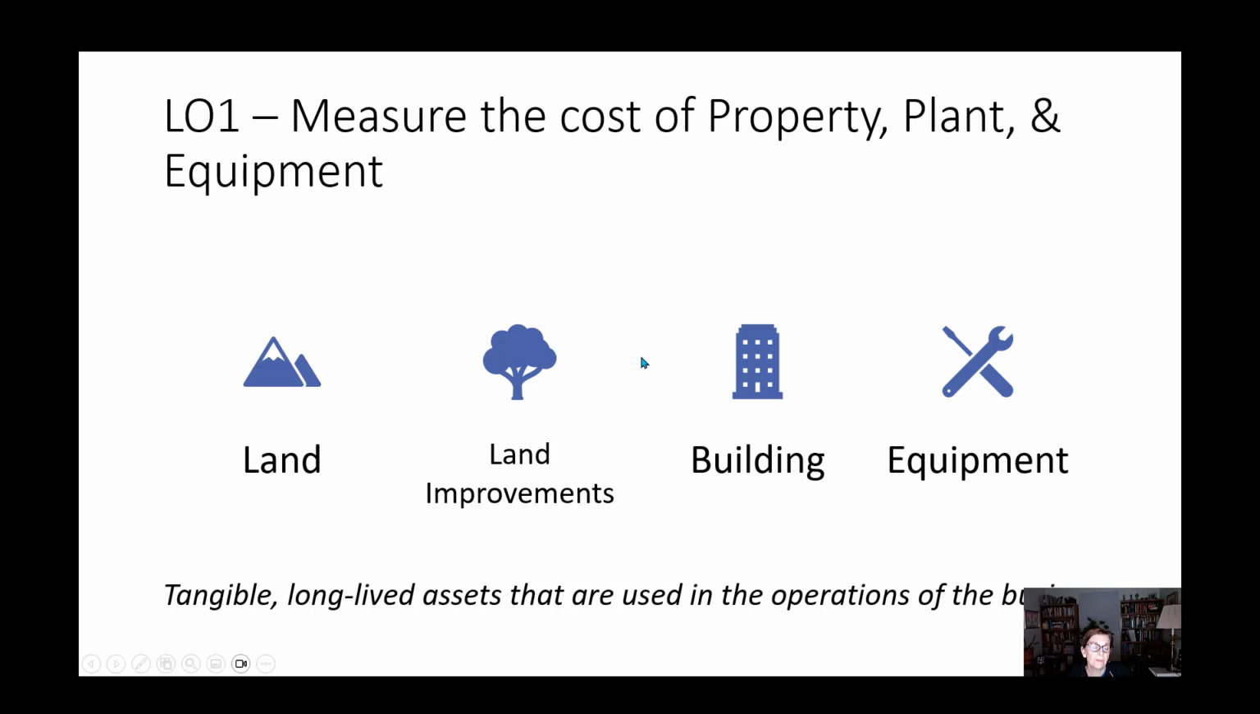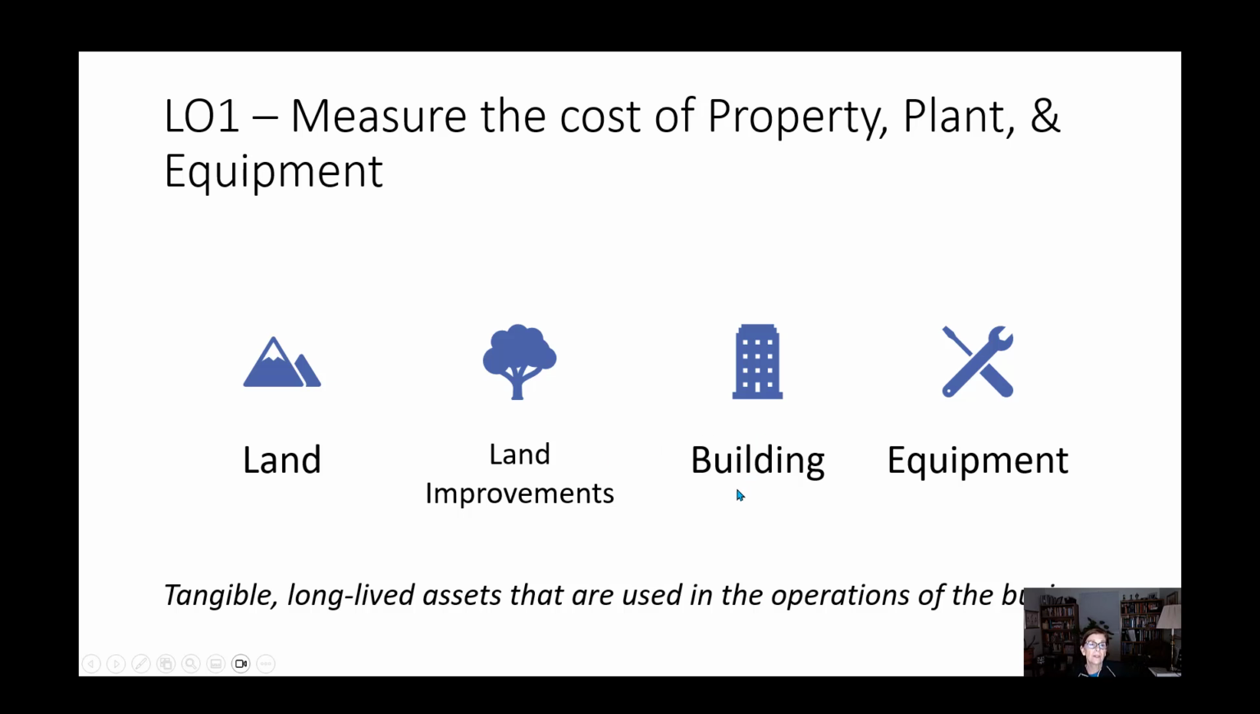Land improvements have to do with items that are added to land that don't live forever. So for example, fences or paving, things like that. And the difference between land and land improvements: land, of course, is not depreciated, and land improvements are.